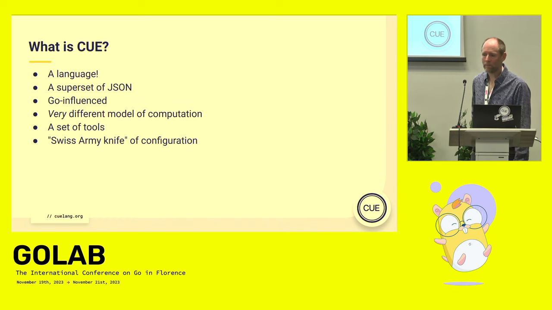I'm sure many of you haven't actually come across Q before, or perhaps you've heard someone talk about it without actually using it yourself. So what exactly is Q? It's a language. It's actually a direct superset of JSON. All JSON is valid Q, and as a result, the underlying data model is substantially the same as JSON's. It has strings, numbers, bool, null, objects, and arrays.